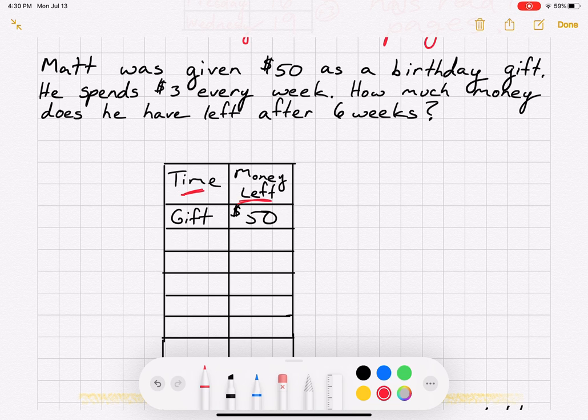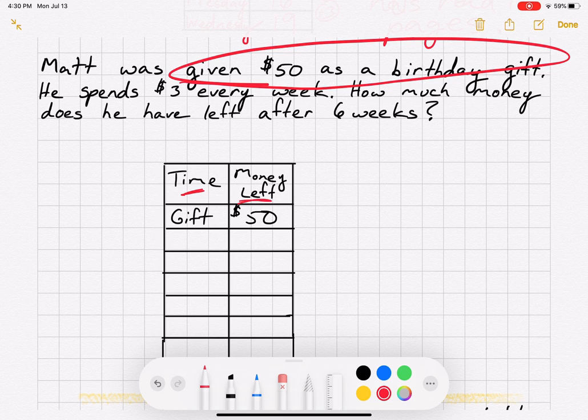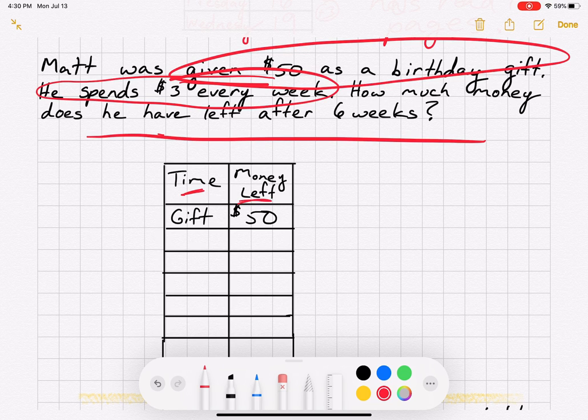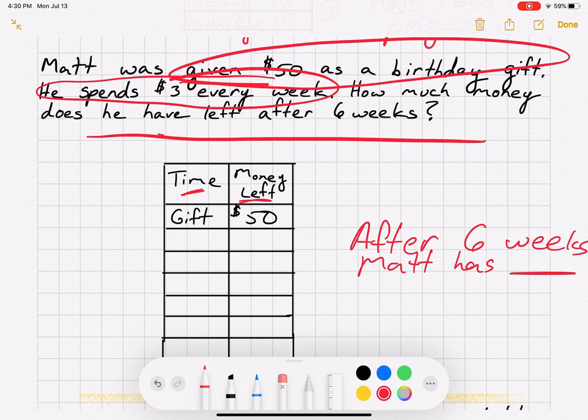So what do I need to know? He was given a gift of $50, and he spends $3 every single week. And what do I need? What am I trying to find out? How much money is left after 6 weeks? So after 6 weeks, Matt has blank dollars left. Okay, so I know what I'm looking for.